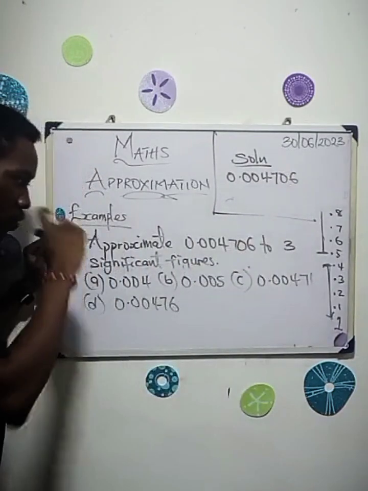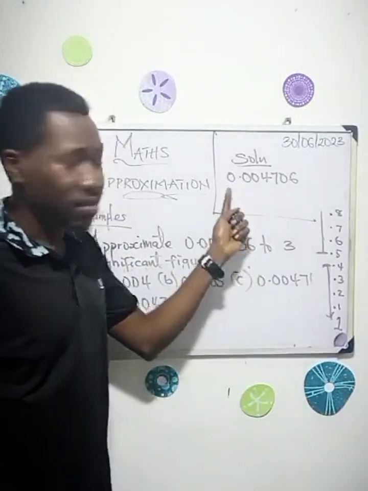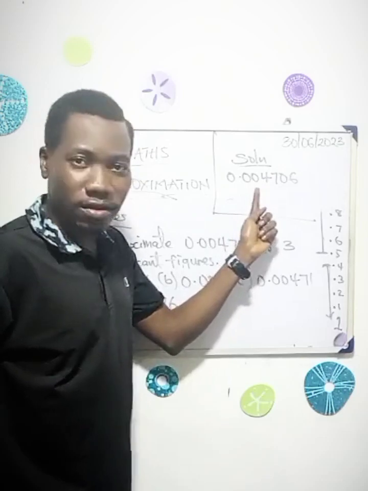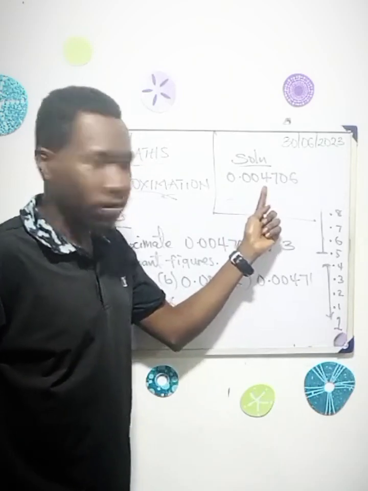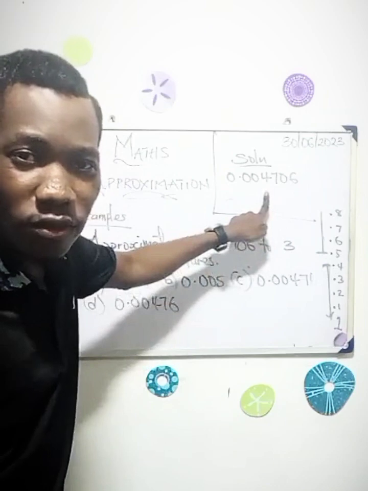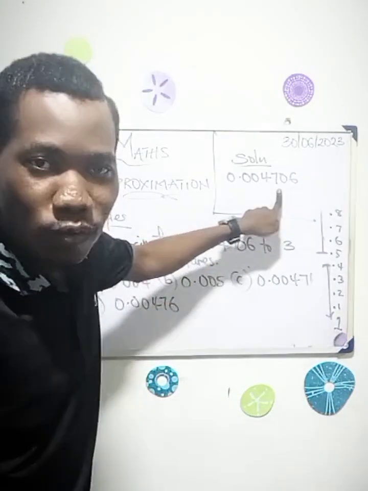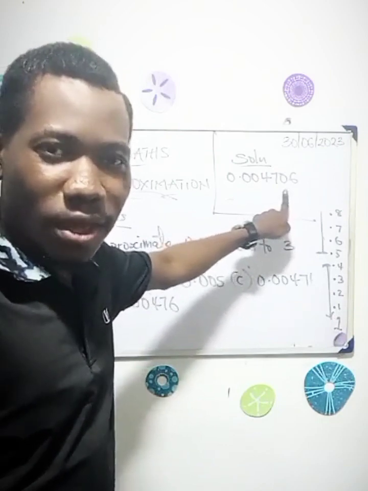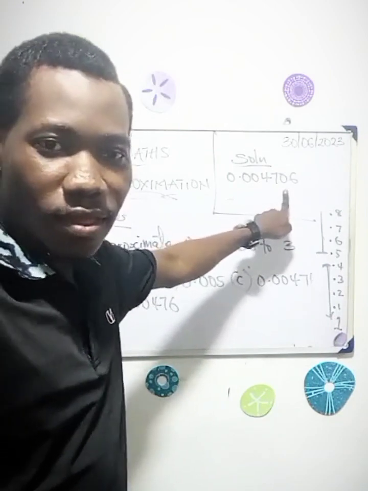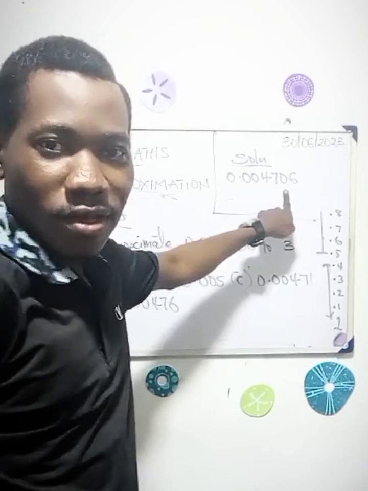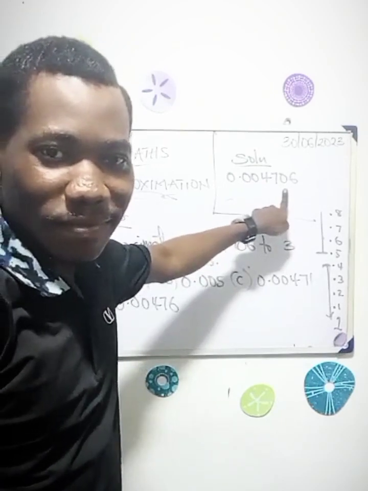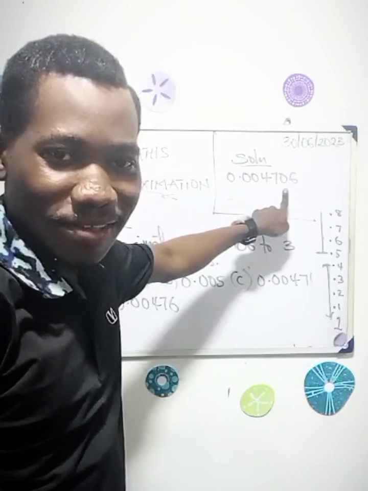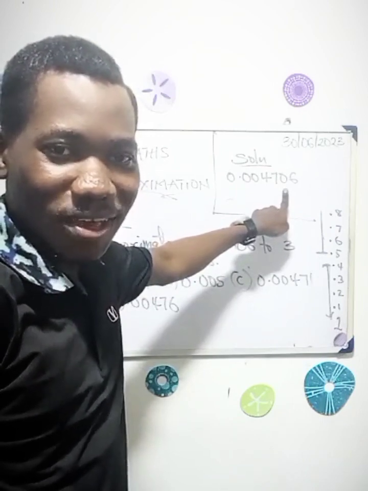So our number is 0.004706. So three significant figures. Is this significant? No, no. Four? Yes. So that's our first significant figure. So three significant: 1, 2, 3. Is this zero significant? This zero here, is this significant? Yes? No? Okay.